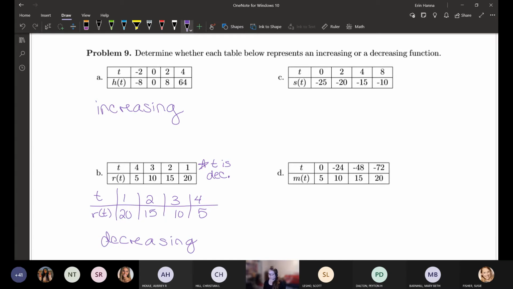So part C, let's look at our T values first to make sure they're increasing. They are 0 to 2, 2 to 4, 4 to 8. Good, they're going up. So we can immediately look down at our S of T values. Our S of T values are getting larger. Since they're negative numbers, going from -25 to -20 is getting larger.